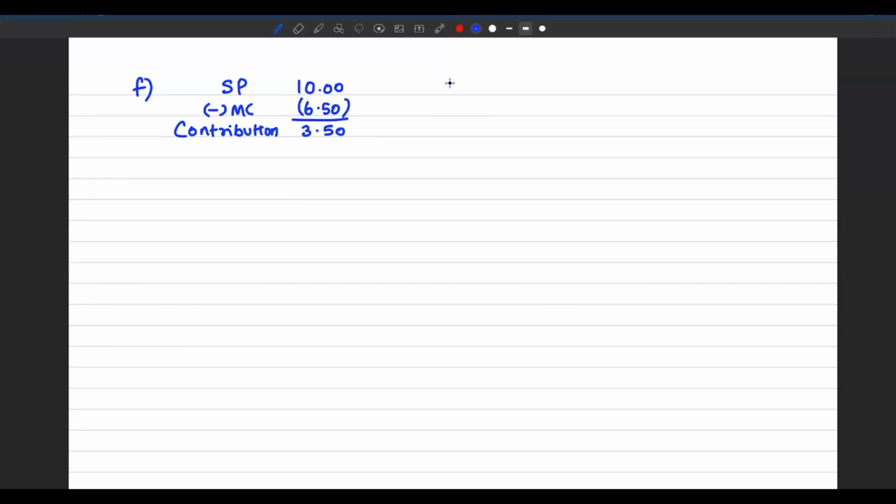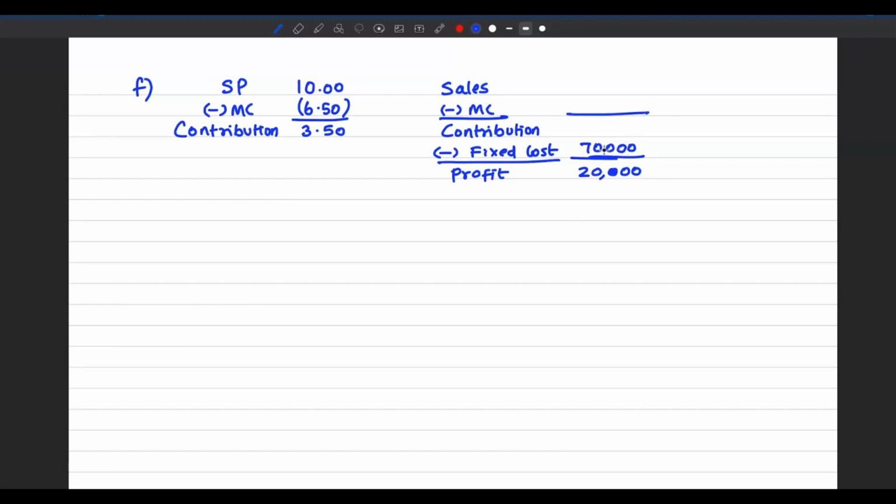So try to visualize this. From sales, you have to deduct the marginal cost. That will give you contribution. That contribution should support your fixed cost. That will give you profit. And question says the target profit is now 20,000. Okay. And what is the fixed cost now? It is 70,000. So what should be the new contribution? It is 70 plus 20. It should be 90,000.